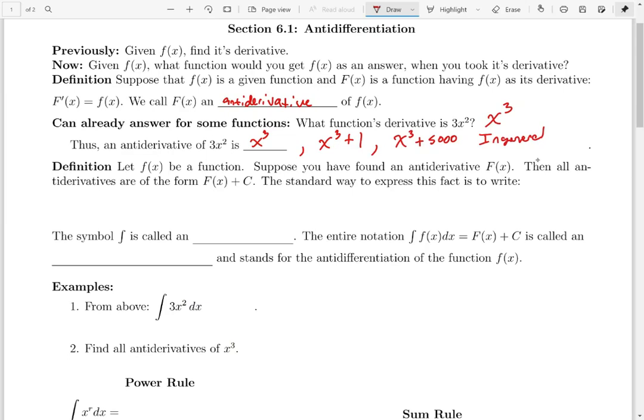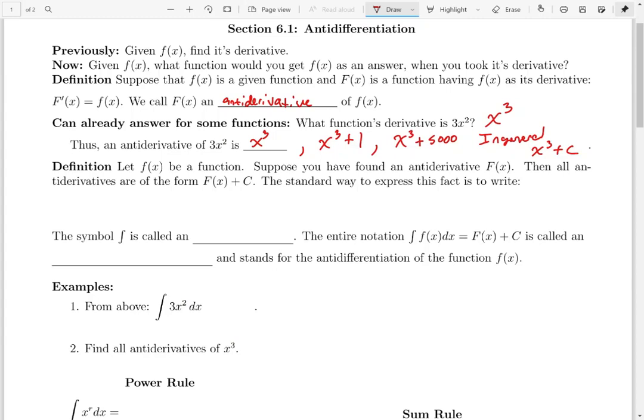In general, I could write the antiderivatives of 3x squared as x cubed plus any constant. Because, of course, the derivative of a constant is always going to give us 0, and so when we take an antiderivative, you have to take into account that the derivative would have gotten rid of all those constants, and so you have to write them back in, but the way we're going to write them back in is just with plus c.